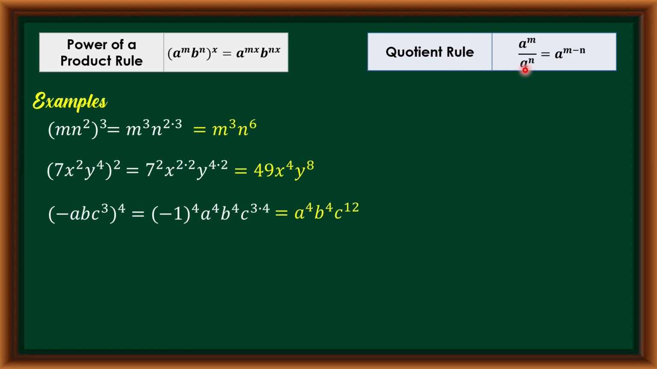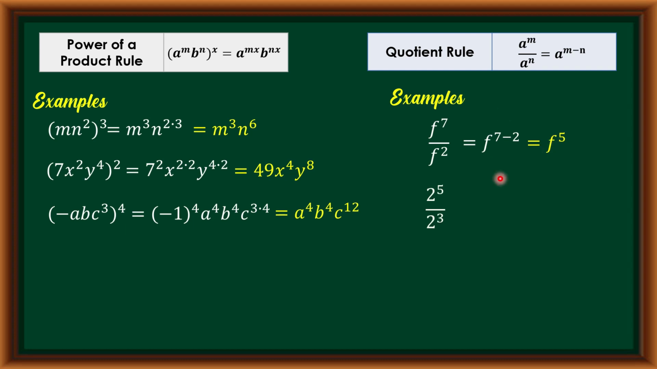Let us have the following examples. Number 1, f raised to 7 over f squared. So they have the same base here, f and f. Therefore, let us simply subtract the two exponents, copying the base. So we have 7 minus 2, and f raised to 7 minus 2 is equal to f raised to 5. So that is the quotient rule.